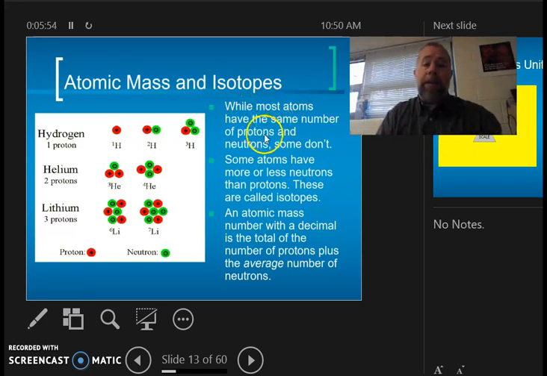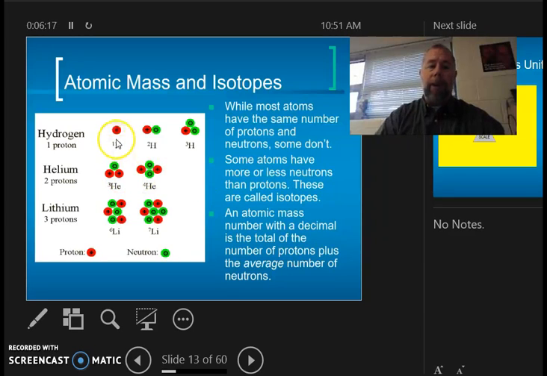Well, most atoms have the same number of protons and neutrons. Some don't. Some atoms have more or less neutrons than protons. These are called isotopes. In your notes, I'd be writing isotopes. Isotopes are atoms that have more or less neutrons than protons. You need to know that.